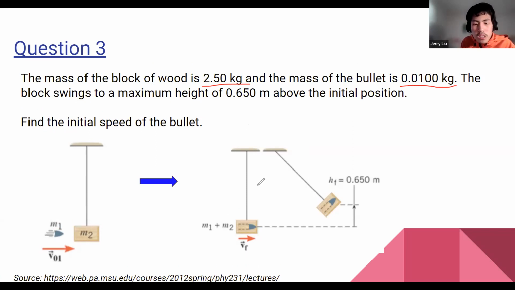So here, even though it's an object that's moving on a string and it's bound by the string, it's still the same concept. The mass of the block of wood is 2.5 kilograms, and the mass of the bullet that's hitting this block of wood is 0.01 kilograms. This block swings to a maximum height of 0.65 meters above the initial position, and your job is to find the initial speed of the bullet.